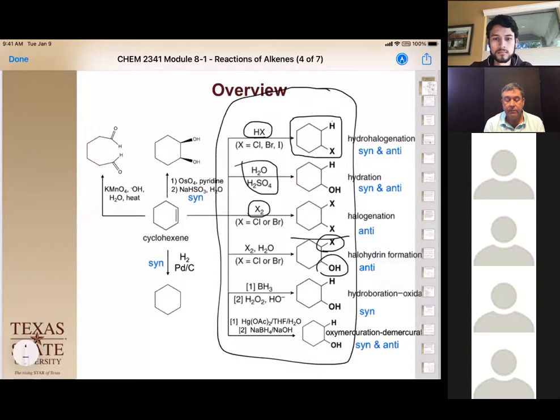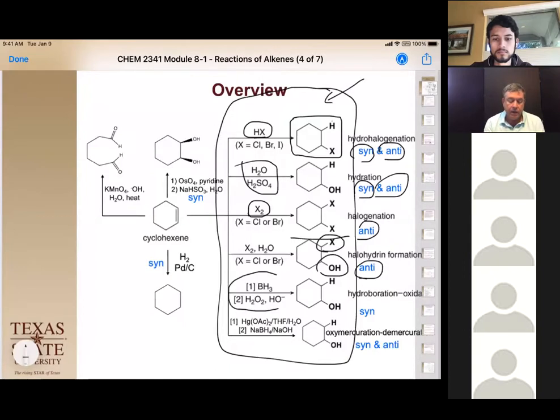Now, notice all these have syn and anti. We'll talk a little bit more about that, but we'll summarize those different addition types at the end of this chapter. But I want you to pay attention that we're going to learn a lot of things about how to make a lot of different functional groups by all using a similar reaction. All of these are addition to alkenes.